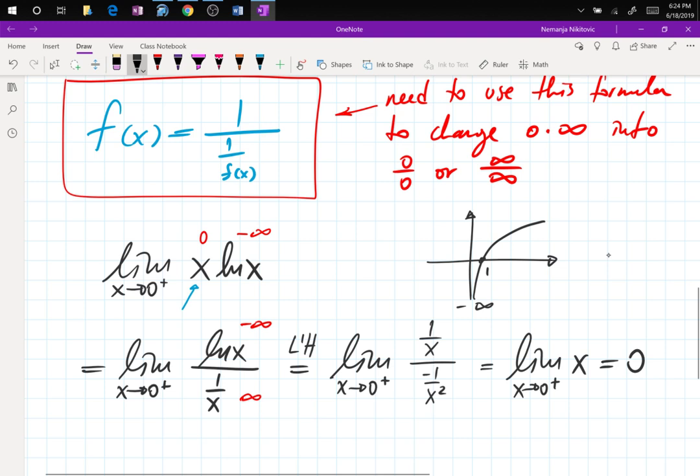I think this is really cool, that you get to multiply 0 times infinity and get 0. Earlier we divided 0 by 0, we got 1. Then we divided infinity by infinity, got 3.